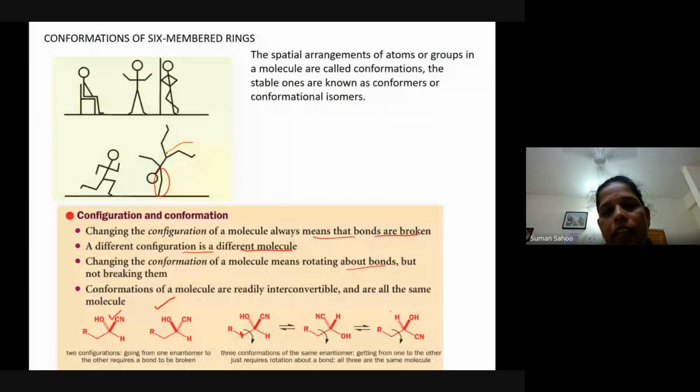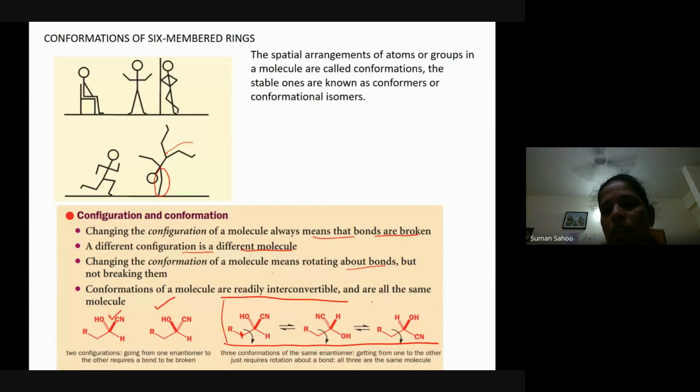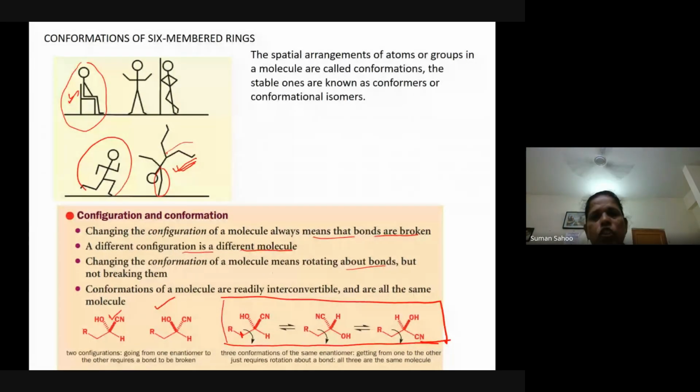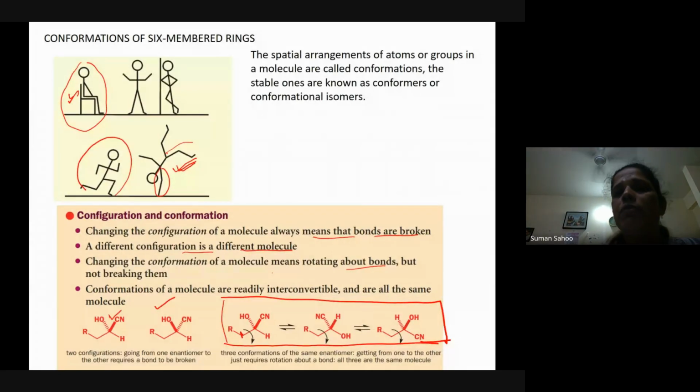If you do the RS notation, these three are going to give you the same configuration. But here these two are mirror images and these are configurations. You cannot convert one to the other, but these conformations are interconvertible. Some will be of higher energy, some of lower energy. This conformation has less energy, but this one would have more energy, or will require more energy, but this one is a stable conformer. So conformation is the spatial arrangement of atoms or groups in a molecule.